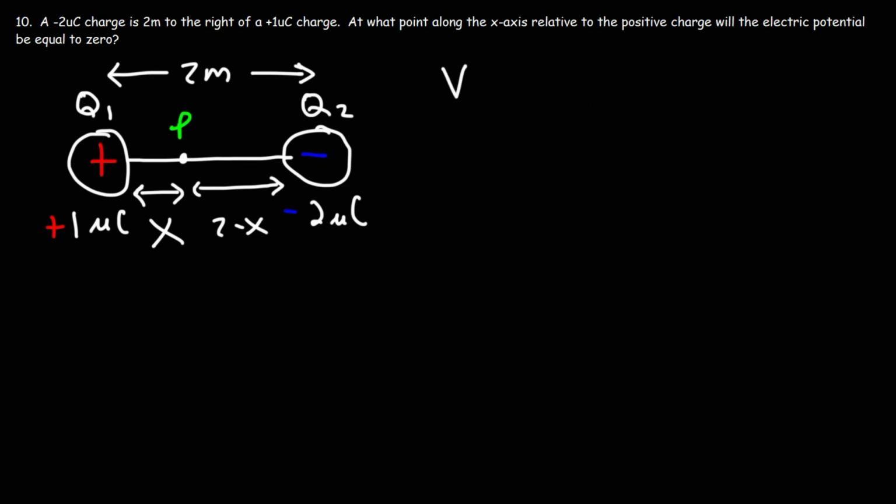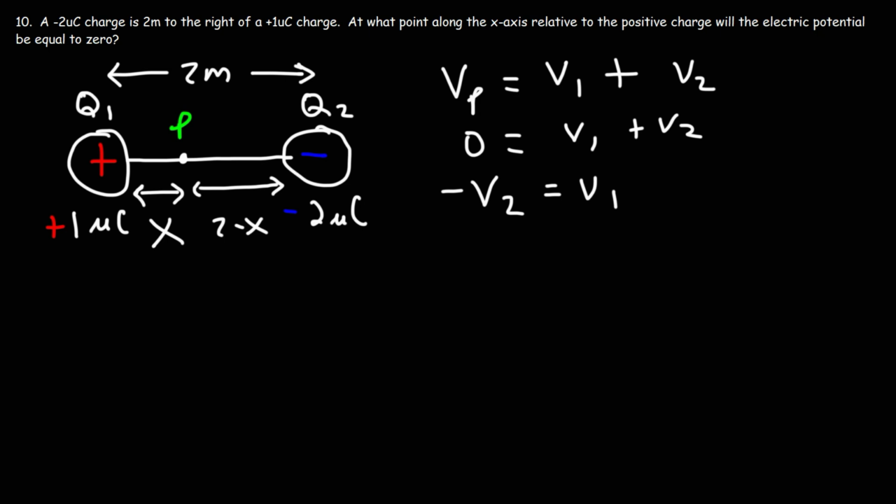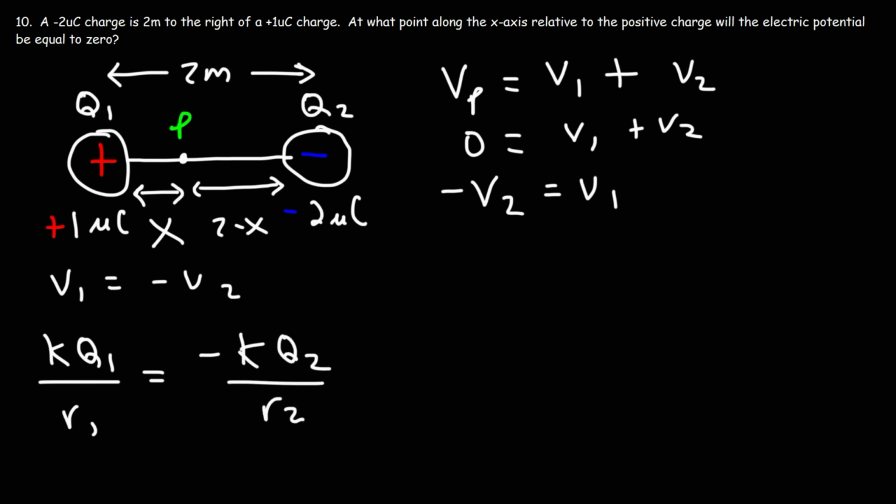Now the electric potential at point P is going to be the sum of the electric potential created by charge 1 and charge 2. Now we want this to be 0. So we get this. I'm going to move V2 to the other side. So negative V2 is going to equal V1. Or V1 is equal to negative V2. Now V1 is K Q1 over R1. V2 is K Q2 over R2. Dividing both sides by K, we can get rid of this. Q1 is 1 microcoulomb.